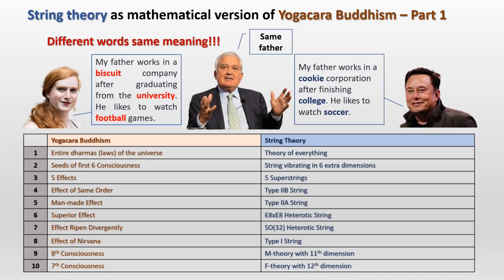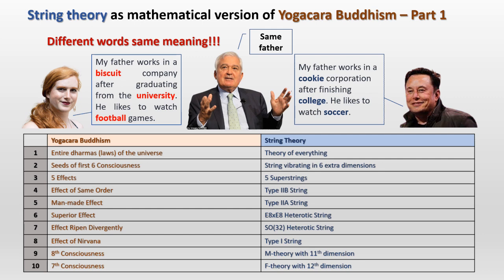Anne talks about her father. My father works in a biscuit company after graduating from the university. He likes to watch football games. Bob talks about his father. My father works in a cookie corporation after finishing college. He likes to watch soccer. The father they both described is the same father. This is what happened in Yogacara Buddhism and string theory. Different terms are used with the same meaning.